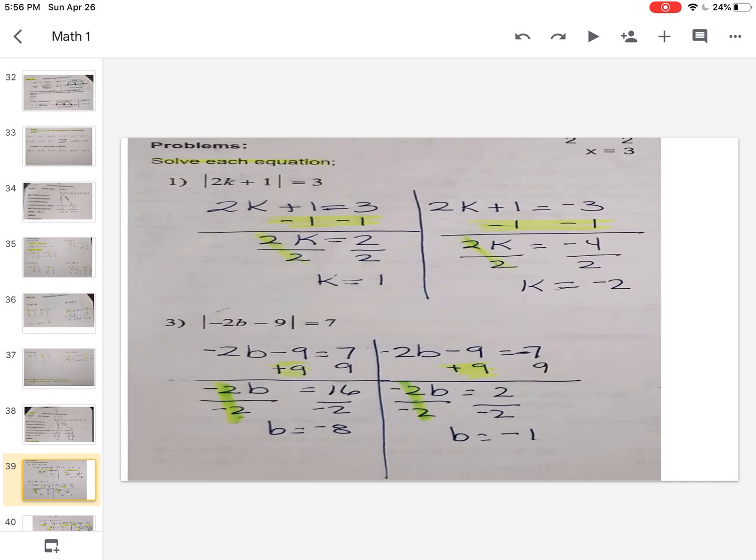The next problem, you have the same kind of problem. You need to add 9 to both sides. Cross your 9's out. Add up your numbers or subtract. And then divide off your 2's, okay?